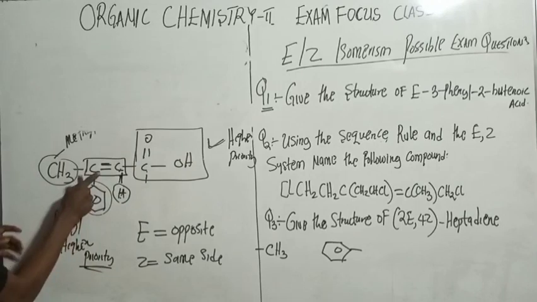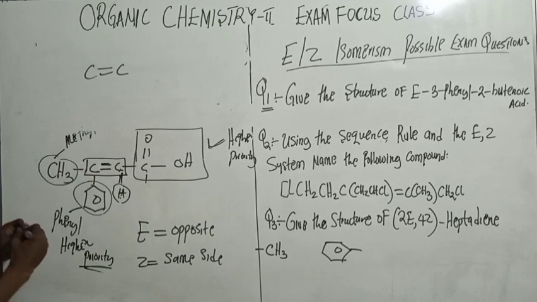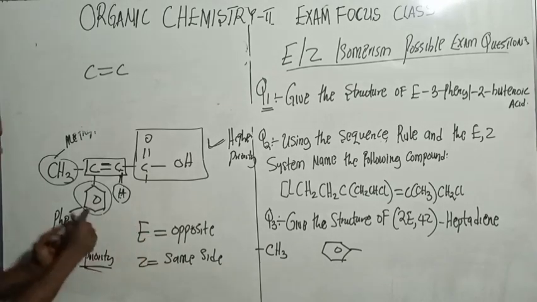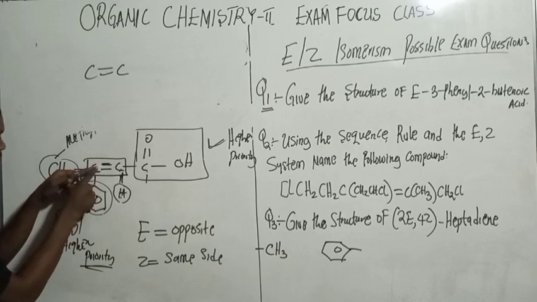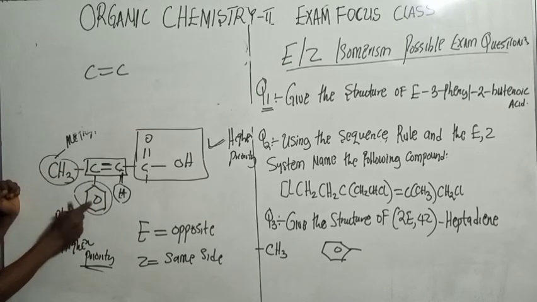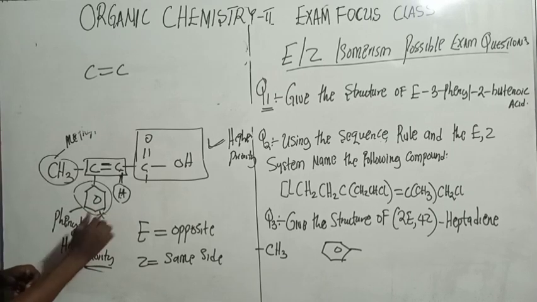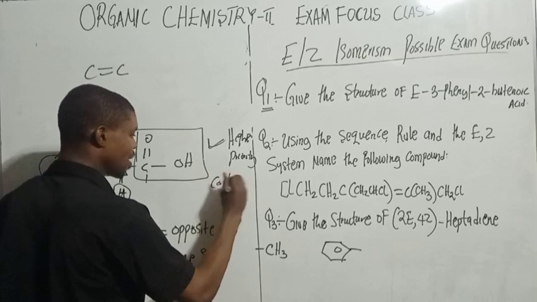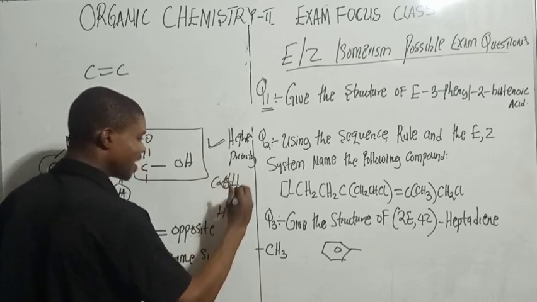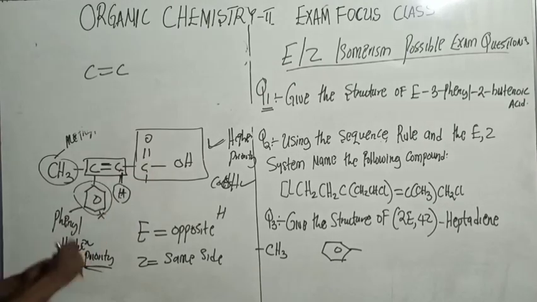So look at this carbon atom here. This carbon has a double bond. Remember, we're talking about the opposite. That is, this one and this one should be on the opposite side, because on this carbon, when you compare methyl and phenyl, phenyl has higher priority than methyl. So this one, COOH, has higher priority than hydrogen. So this one and this one should be on the opposite side.